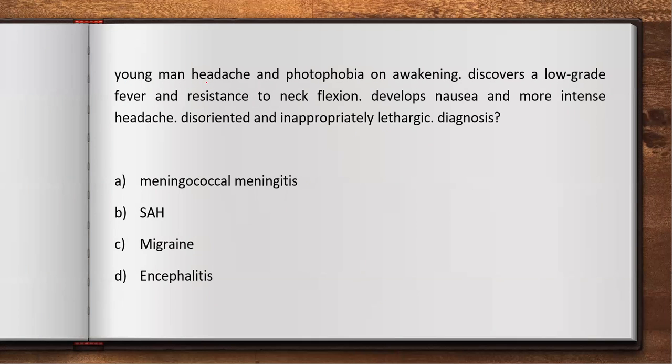Next, a young man having headache and photophobia on awakening discovers a low-grade fever and resistance to neck flexion, develops nausea and more intense headache, and is disoriented and inappropriately lethargic. What is your diagnosis? So you have a patient who is having headache, photophobia, most likely neck stiffness, and also low-grade fever. You have your diagnosis. Everything is given here. What do you think this patient is having?